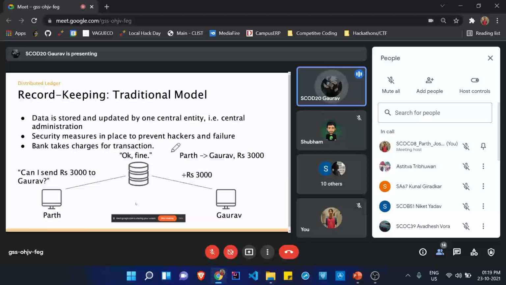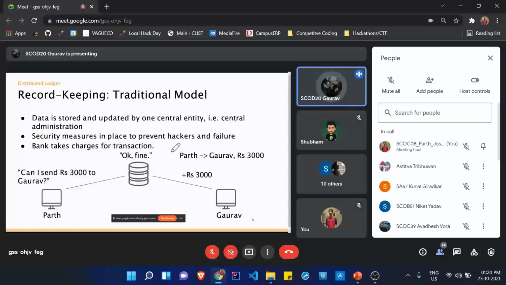So now we can see that there is not really a need for this middleman, and we can just create a channel between Parth and me. We can directly create a channel here and send the money directly between us. We don't need anyone to interfere. But there arise issues like, do we trust each other? Does Parth know Gaurav?